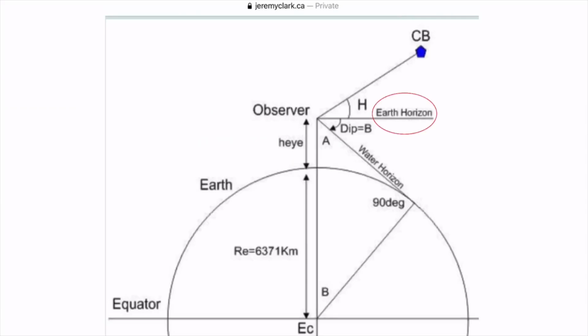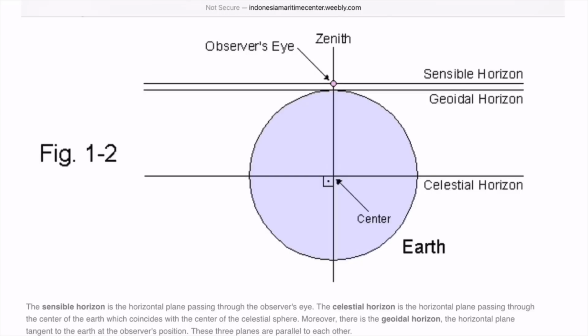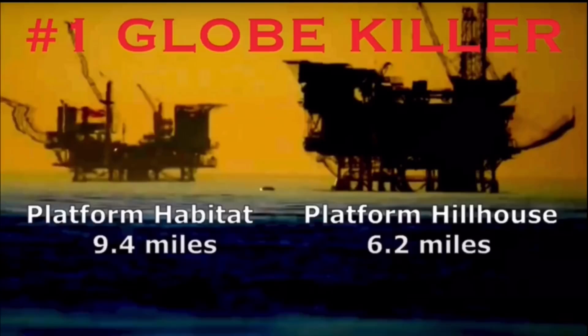Is it the Earth horizon? The water horizon? The horizontal reference plane? The visible horizon? How about the sensible horizon? The geodal horizon? Or the celestial horizon? Well, it's certainly not the geometric horizon, Earth curve. No, that was debunked by the Black Swan over 18 months ago.